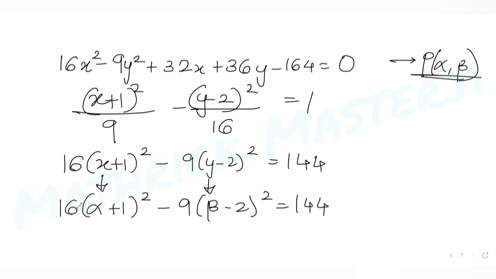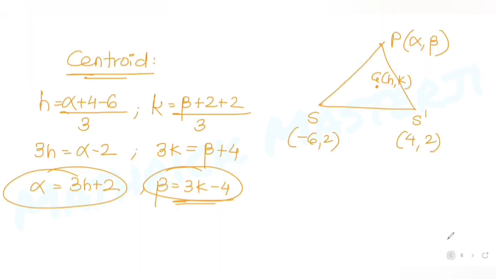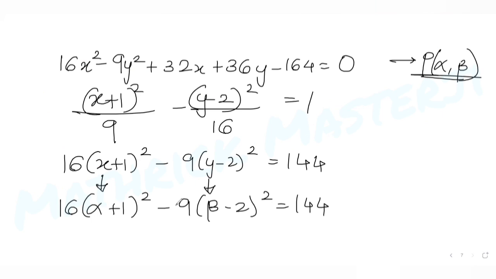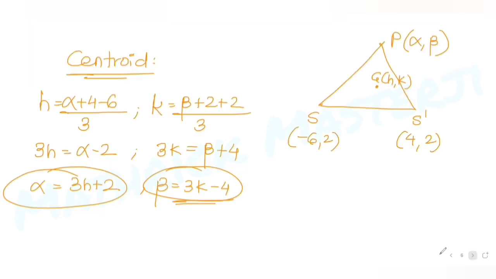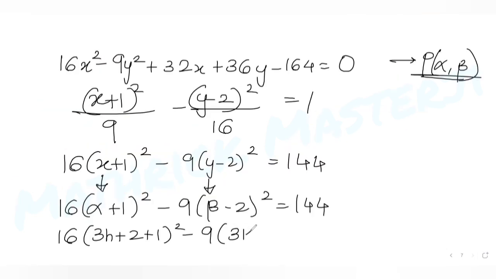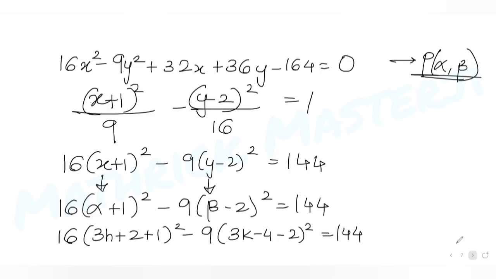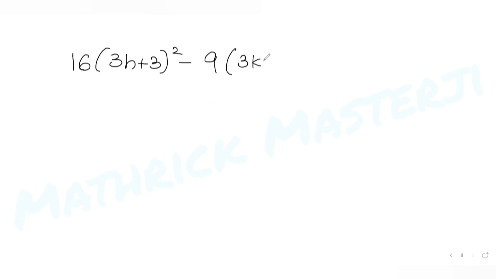And we need the locus of this point, so I'll write alpha and beta in terms of h and k, which we have got. So alpha is 3h plus 2 and beta in this case is 3k minus 4. So you have (3k minus 4 minus 2) the whole square equals 144. If I further solve it, I get 16 (3h plus 3) the whole square minus 9 (3k minus 6) the whole square equals 144.